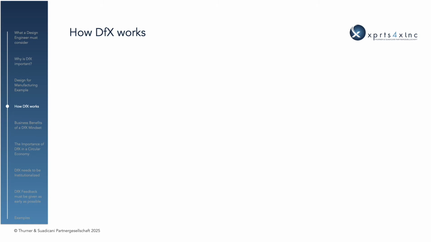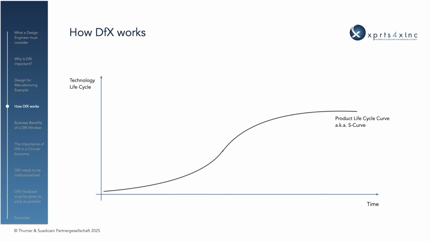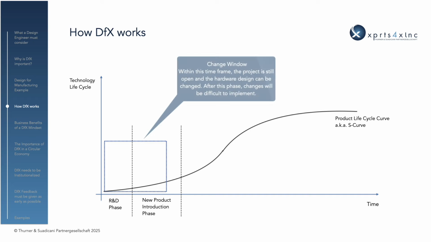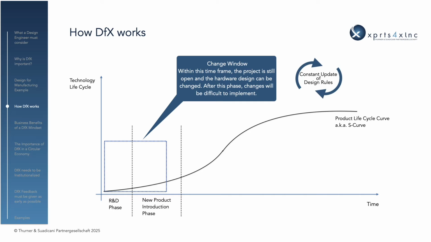How does the DFX process work? Let's look at the technology lifecycle using the so-called product lifecycle curve or S-curve. This curve illustrates that a product goes through various development phases in the course of its lifetime, from the development phase to the product launch and market maturity. In the early phases, especially during the so-called change window, it is possible to obtain valuable feedback from manufacturing after creating a prototype or while preparing for volume production. This feedback makes it possible to make constructive adjustments before the market launch in order to optimize manufacturability.